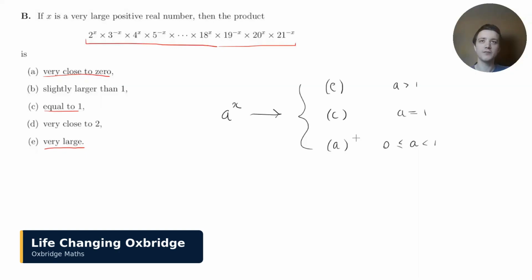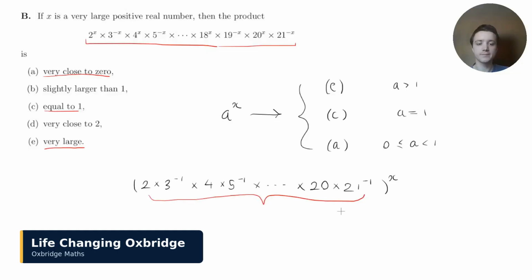Now, this is helpful because we can notice that this expression contains a lot of powers of x. In fact, we can even write it as one big power of x. So if we use our laws of indices and take the power of x out, we're going to get 2 times 3 to the minus 1 times 4 times 5 to the minus 1, and so on, all the way up to 20 times 21 to the minus 1. And that's all going to be to the power of x. So what we really need to figure out is which of these cases we're in.